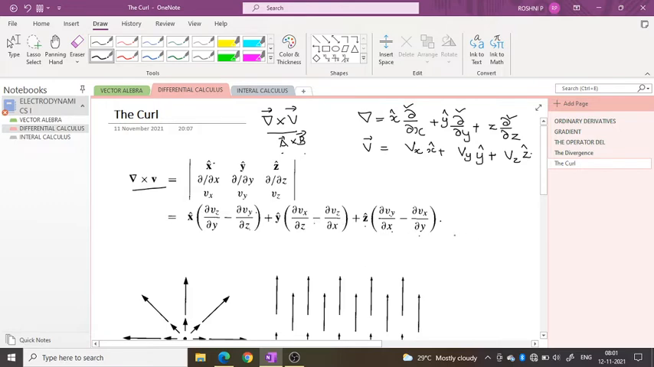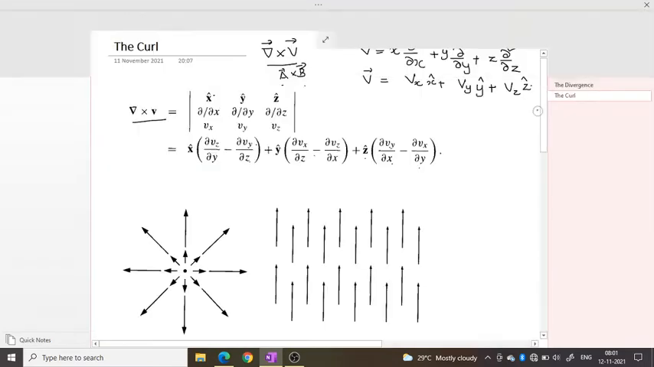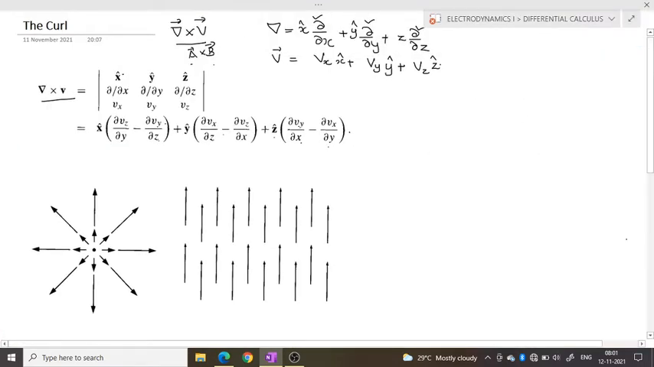So we should understand that the resultant of del cross V is a vector function. So this is a vector quantity. It will have a magnitude as well as direction. Unlike divergence, which was a scalar quantity, curl is a vector quantity.